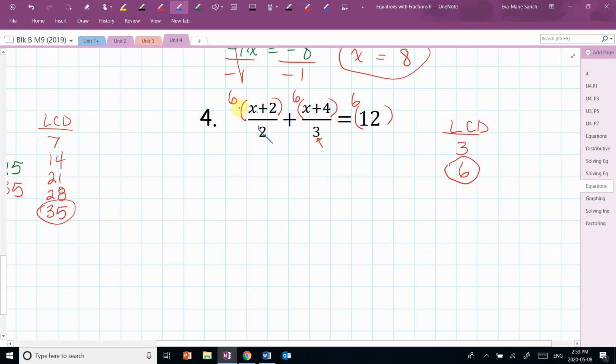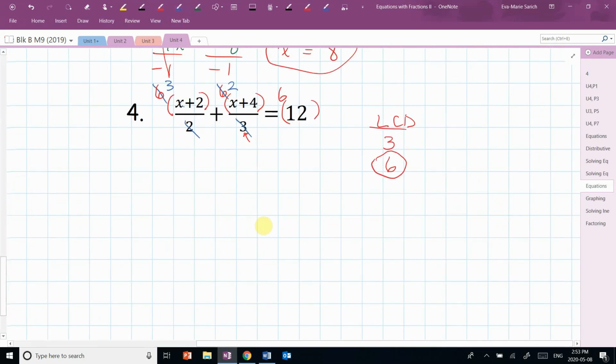So 2 divides into 6 now to give us 3. 3 divides into 6 to give us 2. And nothing divides on that side, so it's going to stay a 6. Whoop. So now we're going to multiply the 3 that's left by everything inside the bracket. So the 3 is going to times the x to give you 3x. And the 3 is going to multiply the positive 2 to give you positive 6.